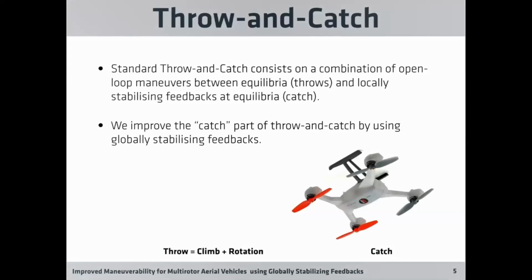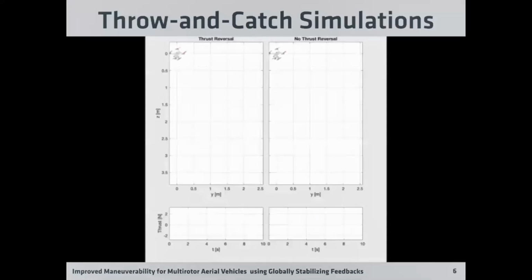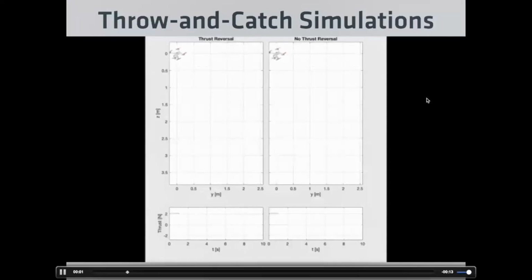Here you can see some simulations of the closed loop system with and without thrust reversal. The throw maneuver consists of a half flip. As you can see, when thrust reversal is available, the vehicle can quickly come back to the origin. When thrust reversal is not available, the vehicle drops significantly in altitude because there is a period in time in which it accelerates towards the ground before recovering to the upright configuration.